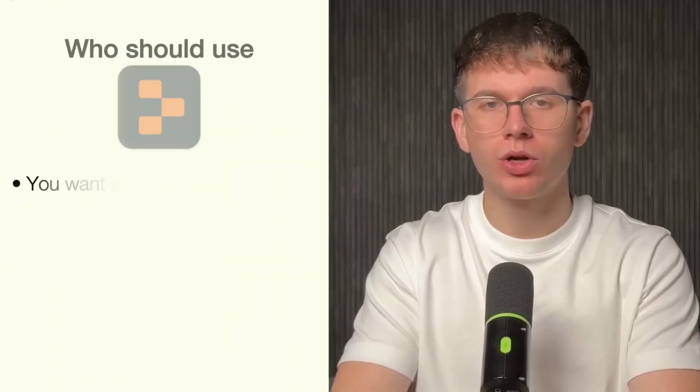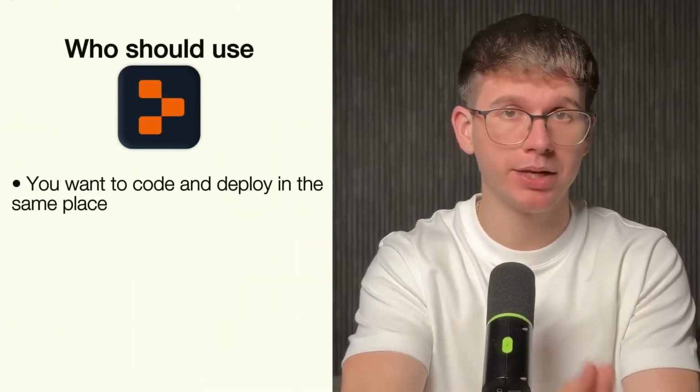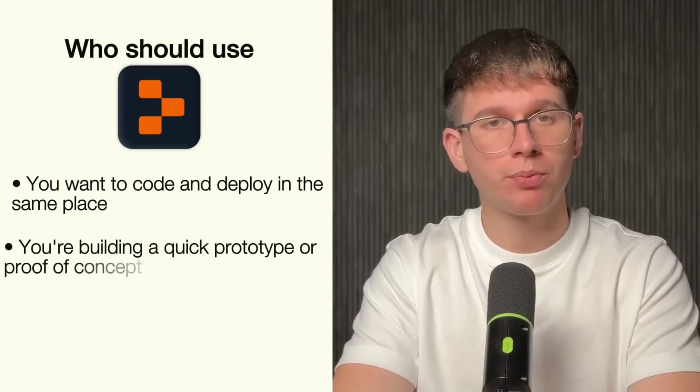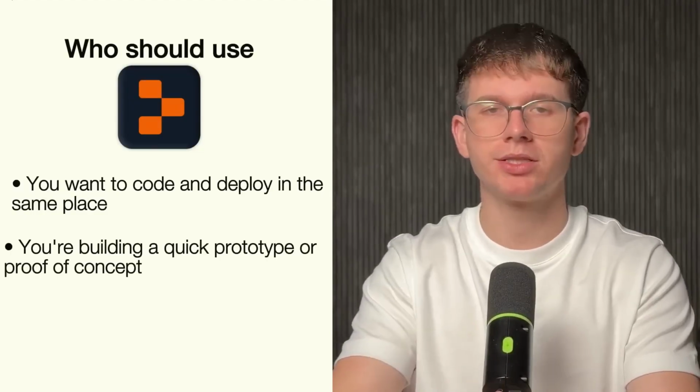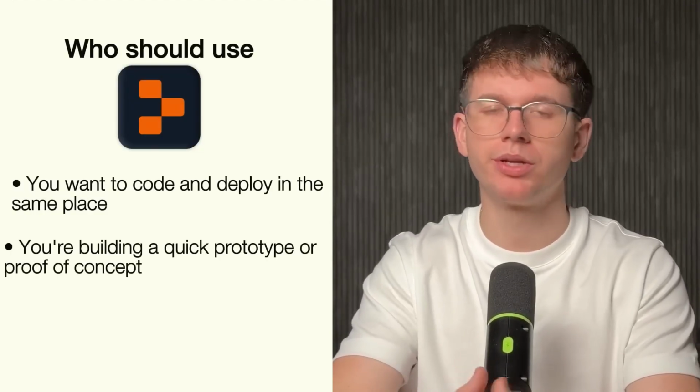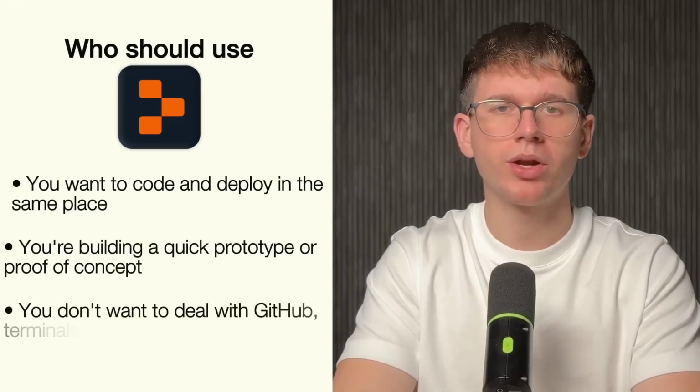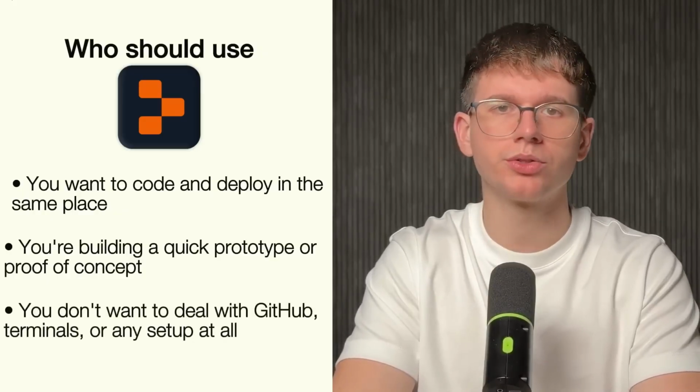Replit is great if you want to code and deploy in the exact same place. It's also best to use if you're building a quick prototype or a proof of concept for something, because it has the agentic feature, which allows us to vibe code different software as well. And it's also great if you don't want to deal with GitHub itself or terminals or any setup at all. So those right there were the 4 main ways that you can deploy and maintain your agentic workflows that you build on Claude Code.